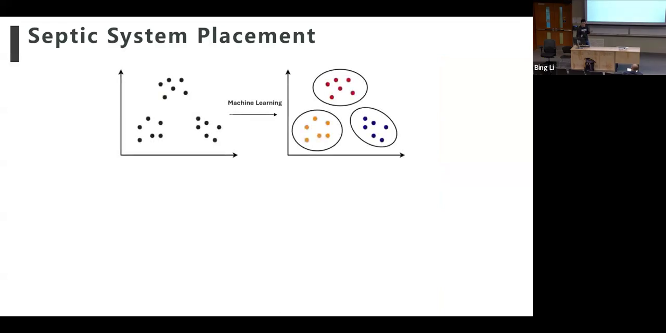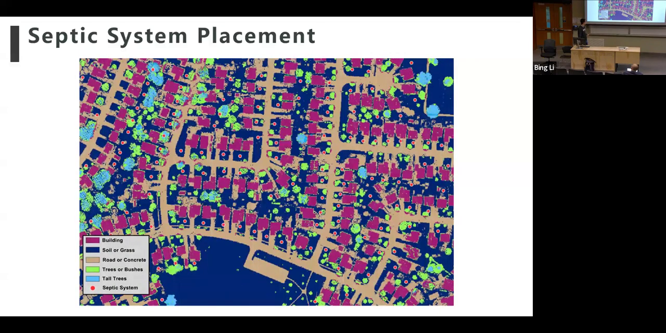And in the end, we use machine learning methods to summarize all these parameters and try to classify different classes from what we captured. So this would be the final classification. You see the red ones are the buildings, the dark blue ones are soil or grasses, the yellow ones are road or some low concrete structures, and the light green and blue ones are trees.